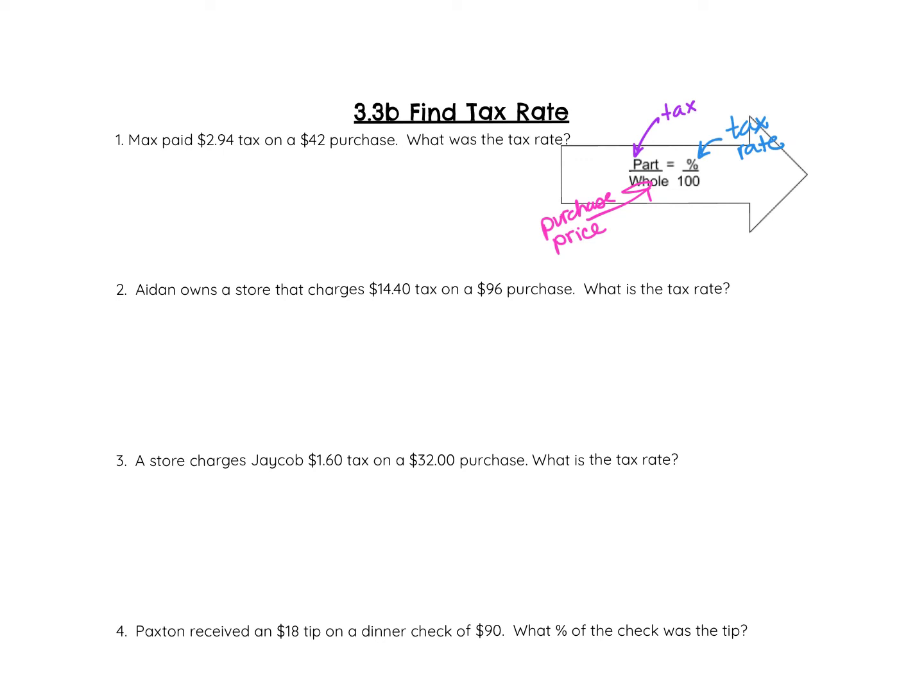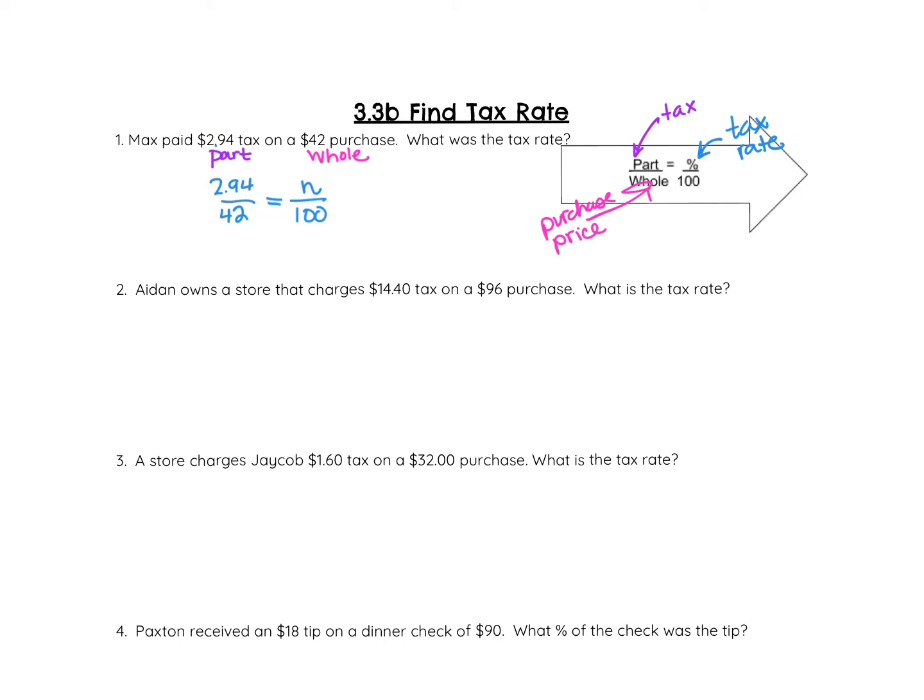So Max paid $2.94 in tax. So this would be the part that is the tax. The $42 purchase is the whole or the original, and the question is, what is the tax rate? We can set up our proportion. We don't know what that tax rate is, so that's where our n is, and we can do 294 over 42. From here, we can cross multiply.